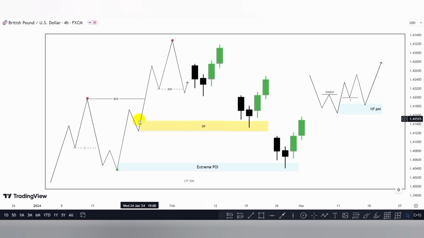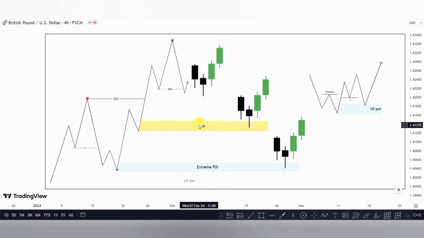The decisional point of interest is the point of interest that is below the inducement swing low or above the inducement swing low, depending on the market's condition. You can see in a bullish market condition, we have the inducement above the decisional point of interest. So the decisional point of interest is the point of interest slightly below the inducement, while the extreme point of interest is the point of interest that is also below the decisional point of interest.